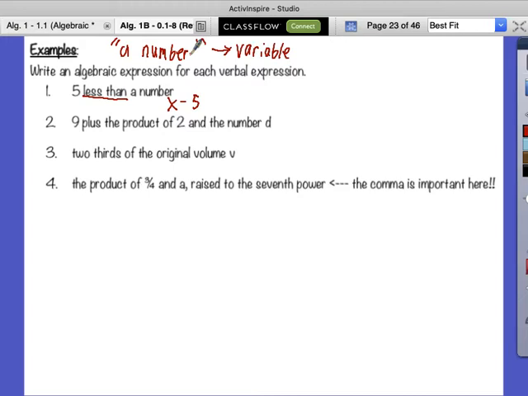Question on the first one? Okay, number 2. 9 plus the product of 2 and the number D. 9 plus the product of 2 and the number D. Aiden.